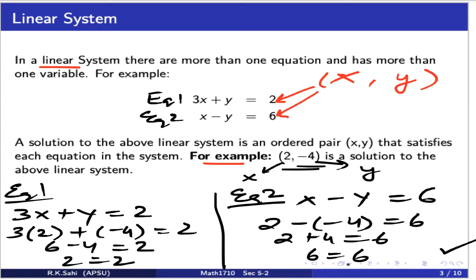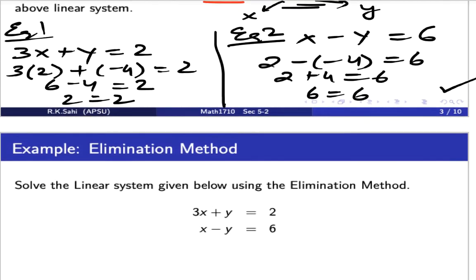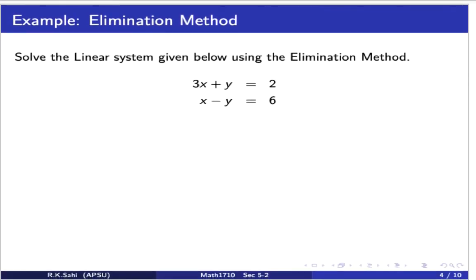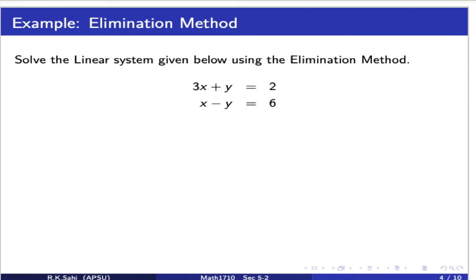Now we are going to use the elimination method, and this is much easier. The idea in the elimination method is that when we have two equations with two variables, we try to cancel one of the variables. The way we cancel is we look at which variable is the easiest to cancel, and after that, we also look at the coefficients of the variables.